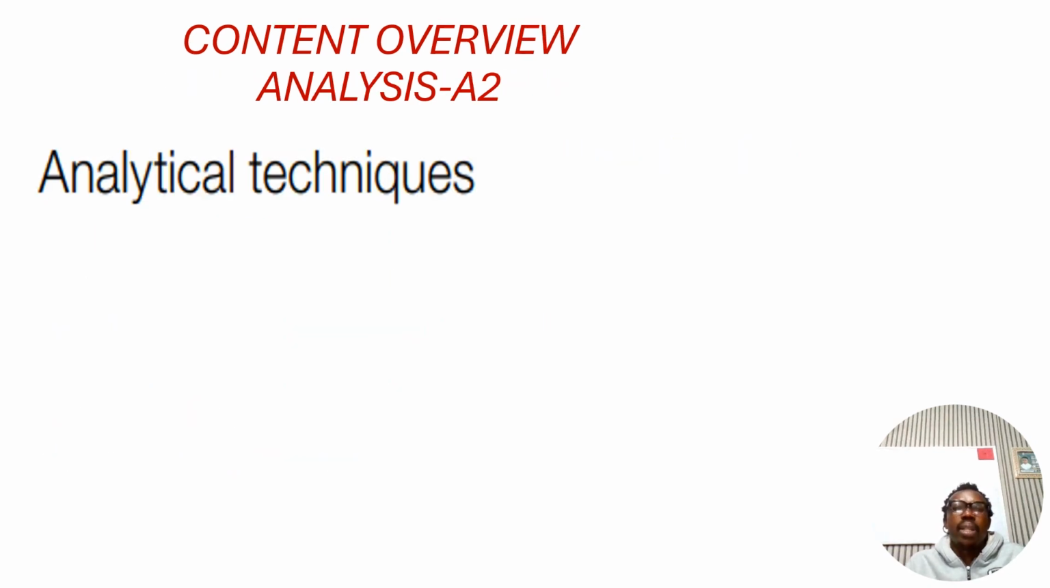So we'll be looking at the content overview, analytical technique for A2. Under analytical technique, we'll be talking about nuclear magnetic resonance as an analytical tool. We'll be looking at electrophoresis. We'll be looking at chromatography. We'll talk about paper chromatography, gas liquid chromatography, and thin layer chromatography. So analytical technique in general. Then we'll look at partition coefficient also under analytical technique, which has to do with solvent extraction. So these are components of analytical technique.